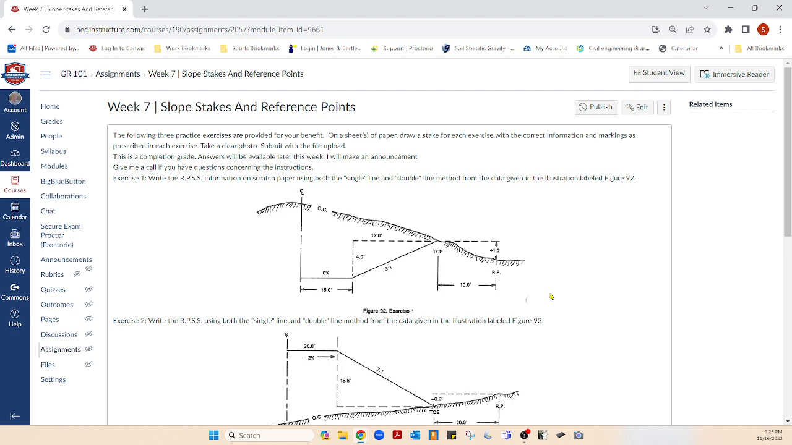This is exercises. Now, you're going to have a really difficult time doing this. I can promise you. But I do want you to try. I want you to make me a stake for this exercise 1. The book says it wants a single line and a double line, but I'm going to let you get away with a double line or a single line, your preference.